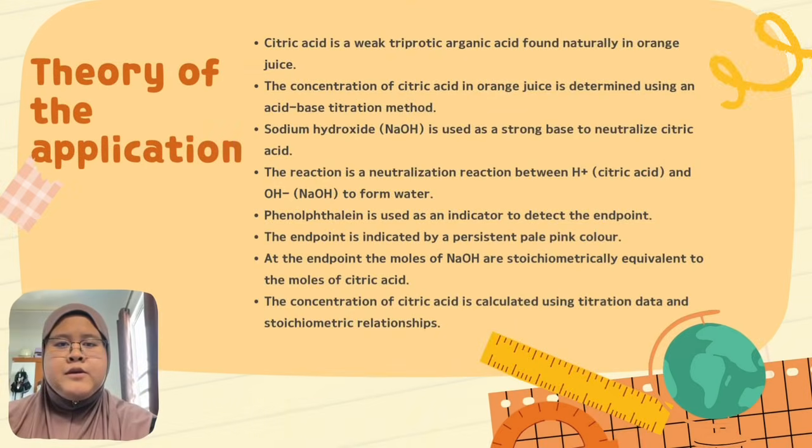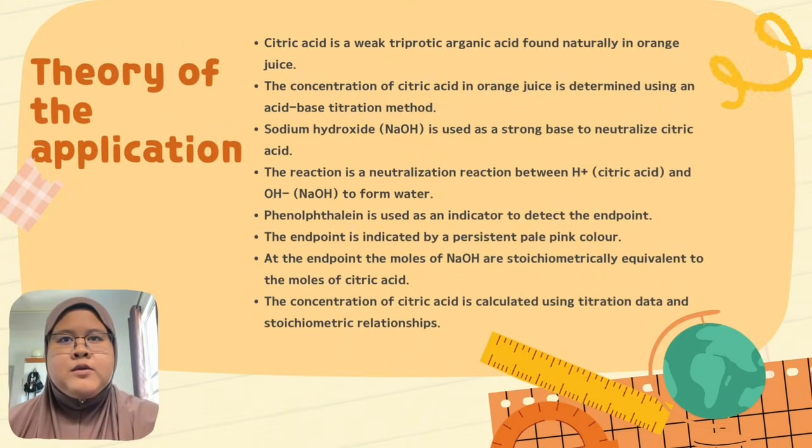Now I will explain about the theory of the application. Citric acid is a weak triprotic organic acid that is naturally present in citrus fruit, especially orange juice. The concentration of citric acid in orange juice is determined using an acid-base titration method.